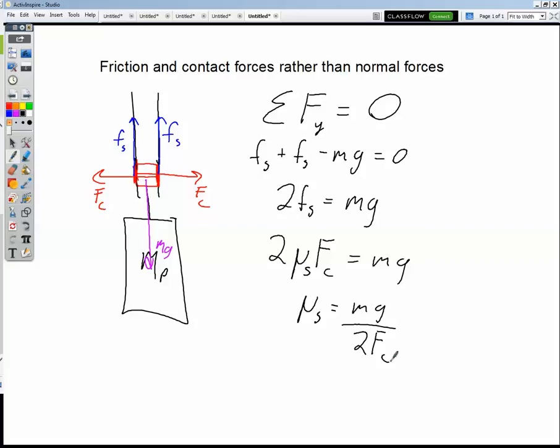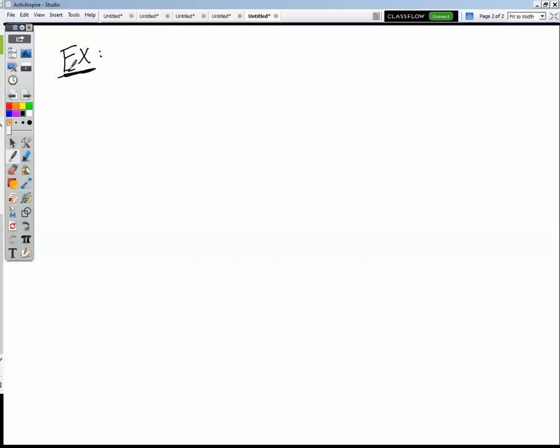So here we see that it's the contact forces between the objects that's really affecting the force of friction rather than the normal force. So in this case, we're going to use this equation for the friction rather than coefficient times normal force. All right? Another situation where we might see this.